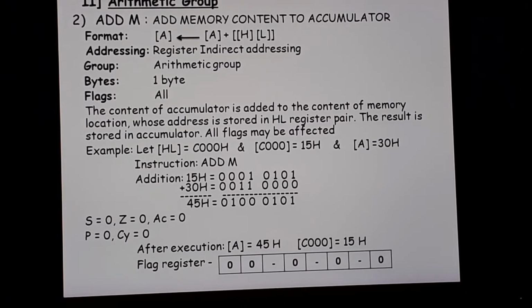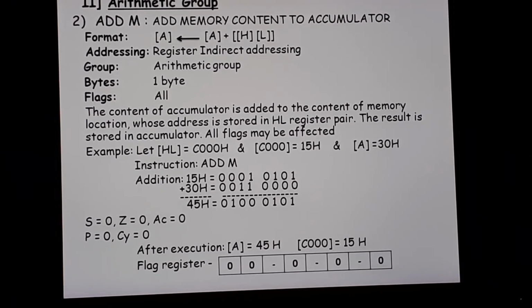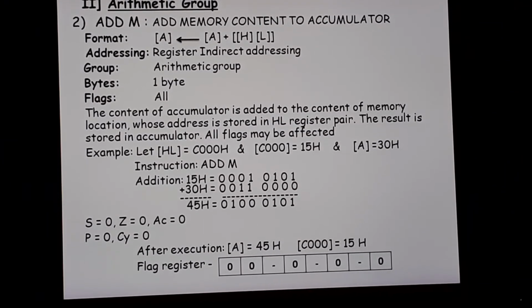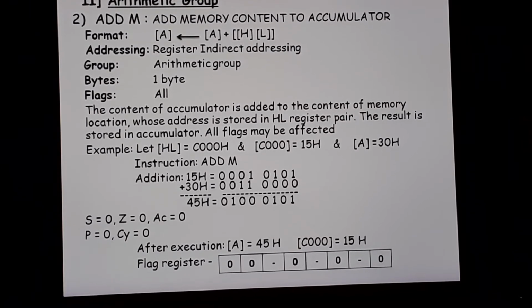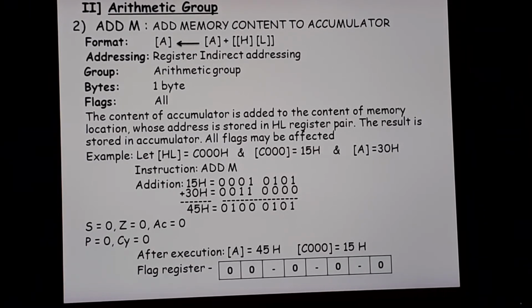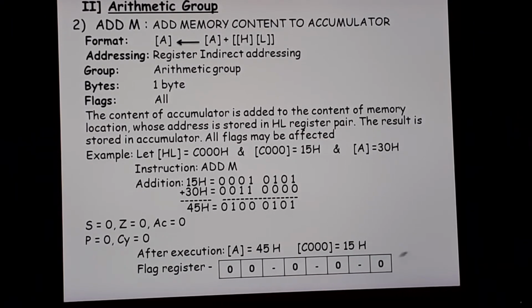Now the instruction is ADDM. So before execution, HL register pair was C000H, which holds 15H, and the accumulator content is 30H. Now the instruction is ADDM. Here you cannot consider any of the registers. The M is compulsory. In the previous instruction, R was any register which you can consider except for M.